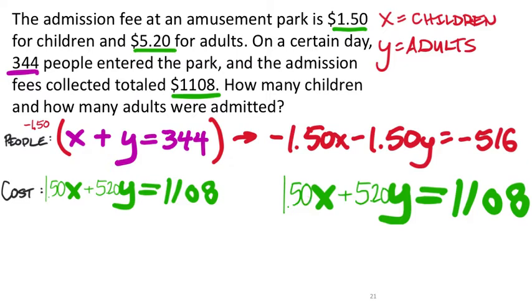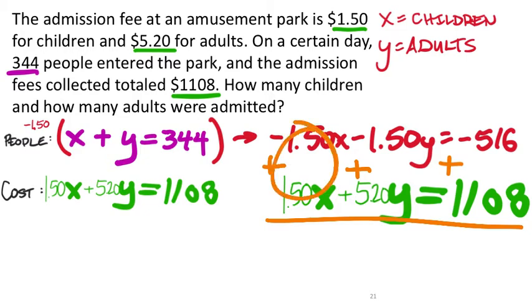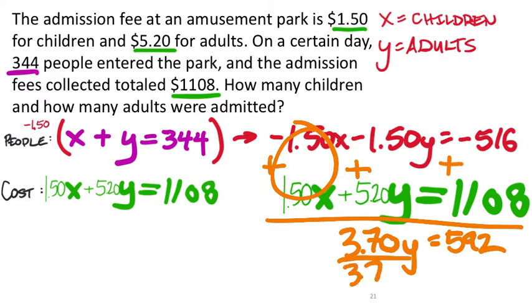I think we can see if we can line these up a little bit. And now I can see that the coefficients of x, the x's, are opposites, which means that I now look to combine those, adding them together to eliminate those x's, which it does. Got negative 1.50 plus 5.20, which is 3.70. That's how many y's I got. And then negative 516 plus 1,108, I got 592. And then to solve, I'll just divide both sides by the 3.70. Okay, now this is y, which is the number of adults that entered the amusement park.